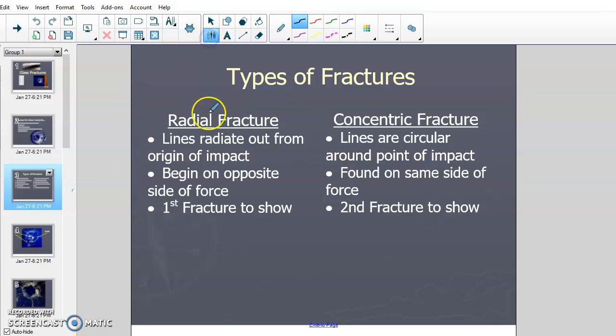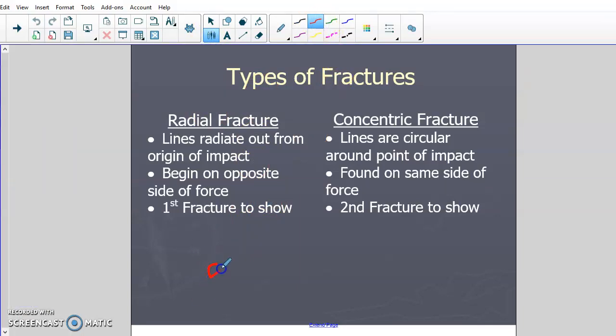So radial fractures are lines that radiate outward from the origin of impact. They're on the opposite side of the force. So if the force came from the inside of the house, the radial fractures would show up on the outside, and we'll show you why in just a second. And they're the first fractures to appear in an actual break situation.